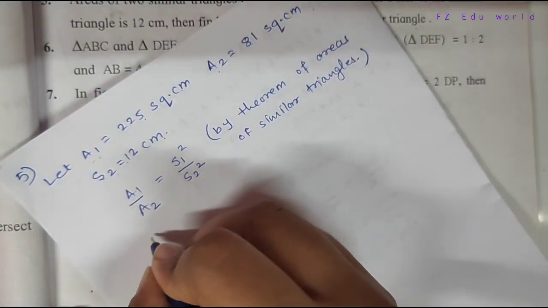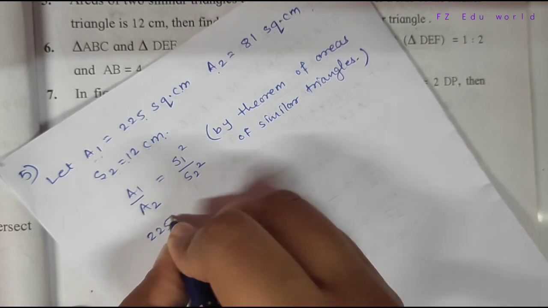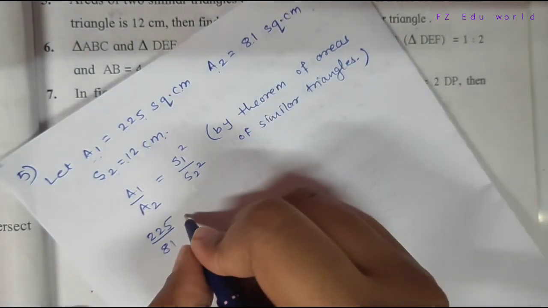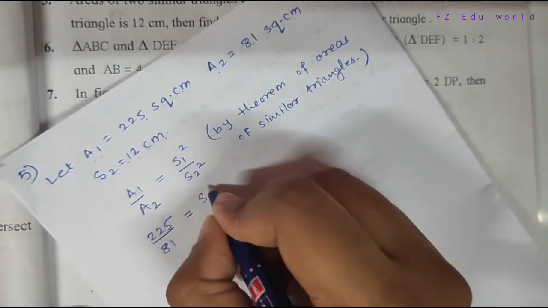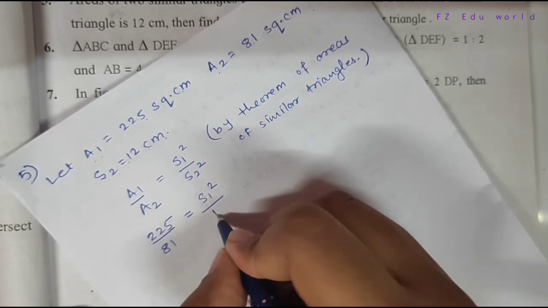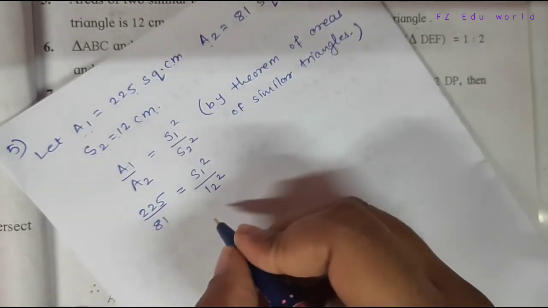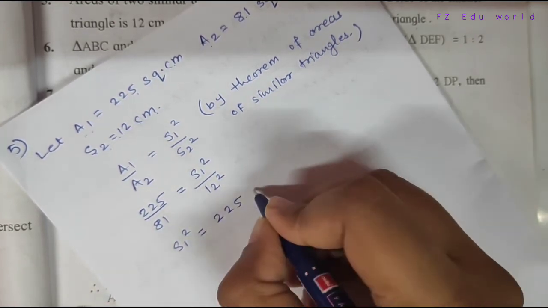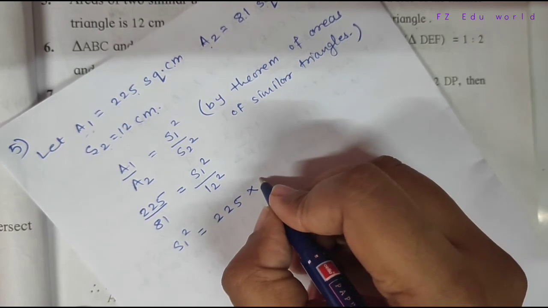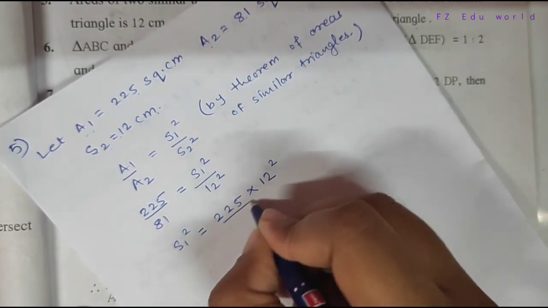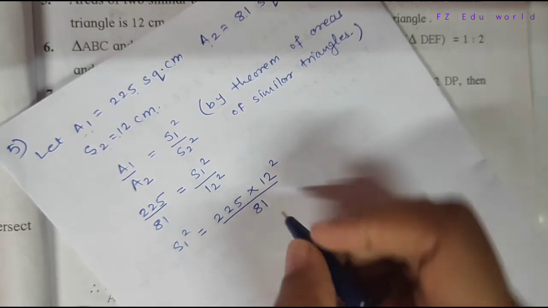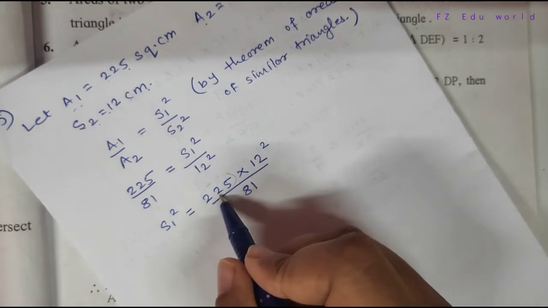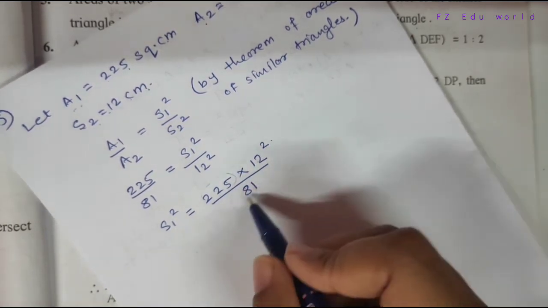Now we will put the values. 225 upon 81, this is given to us, is equal to S1 upon S2. S1 is not given to us, we have to find out. S2 is given, that is 12 square. Now S1 square is equal to 225 into 12 square upon 81. As we are observing, 225 is the square of 15, 12 square, and 81 is the square of 9.